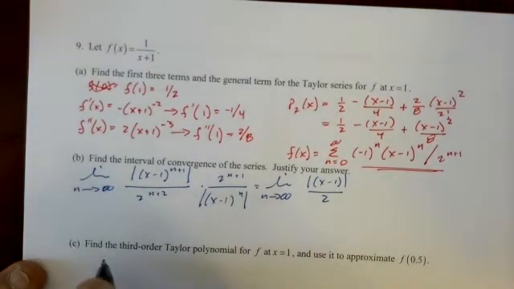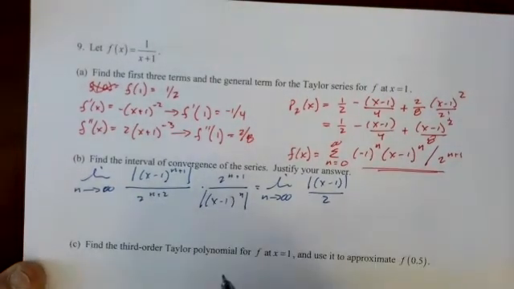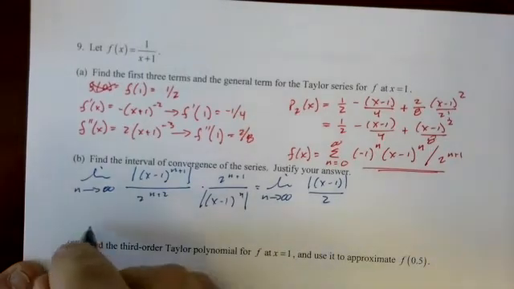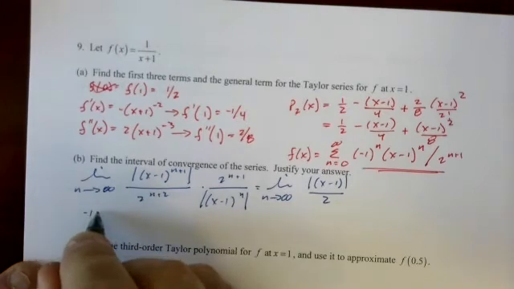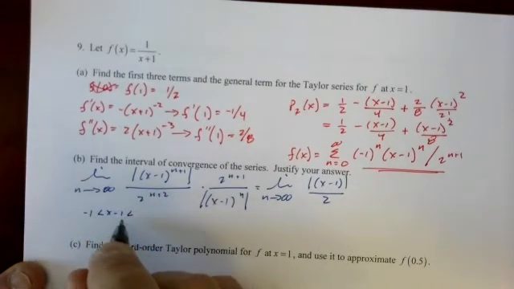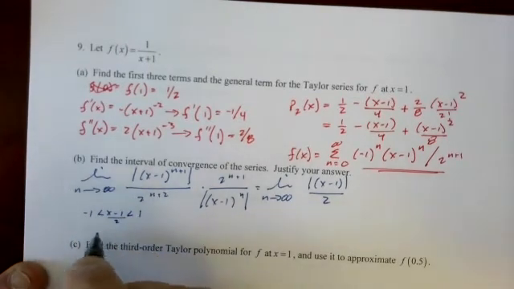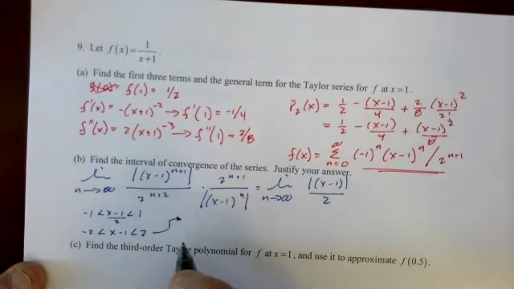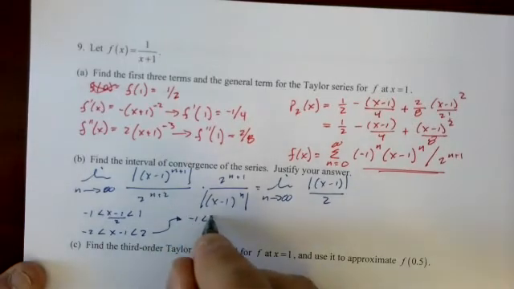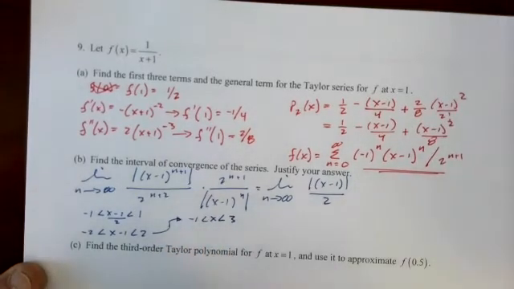Find the interval of convergence. I still got to check endpoints. Negative 1 less than (x minus 1) over 2 less than 1. Negative 2 less than x minus 1 less than 2. Negative 1 less than x less than 3.